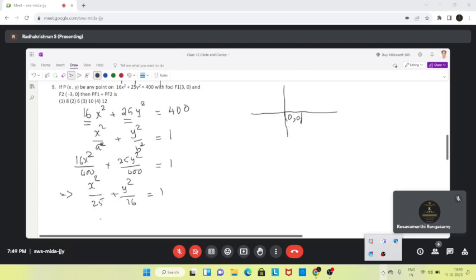And we see that a equal to 5 and b equal to 4. This is your ellipse. I'll write this. This is 0 comma 4 and this is 5 comma 0. This is 0 comma 0. Now what is the question? With foci f1 at 3 comma 0 and f2.